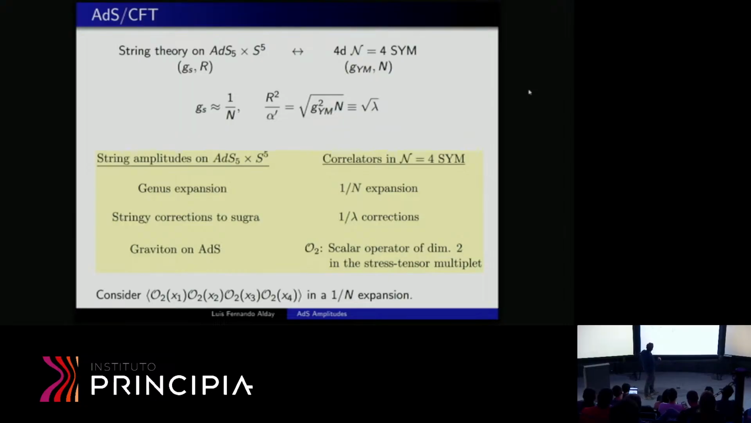On the other hand, if we want to scatter gravitons, that is what we want to do, then the duality tells us that we should consider the correlator of a scalar operator of dimension 2 in the stress tensor multiplet, which is basically the simplest operator in N=4 super-Yang-Mills. So what we need to do is take 4 of these and compute this correlator in N=4 in a 1 over N expansion. Okay, so that's it, basically, and we would be done.